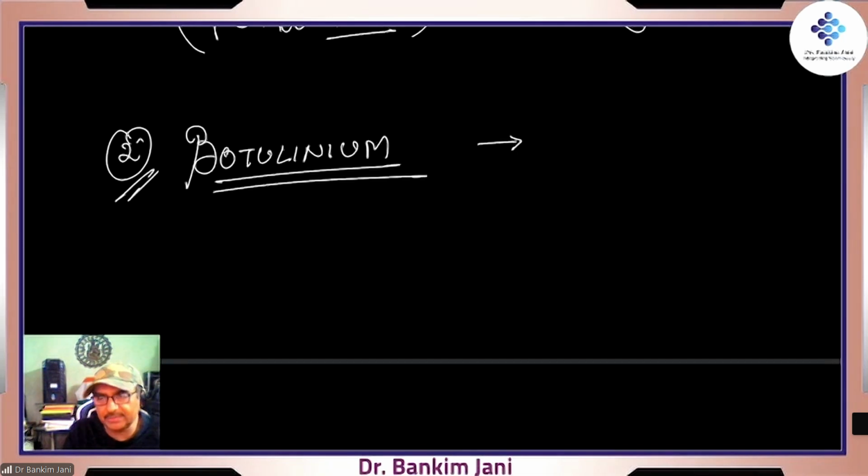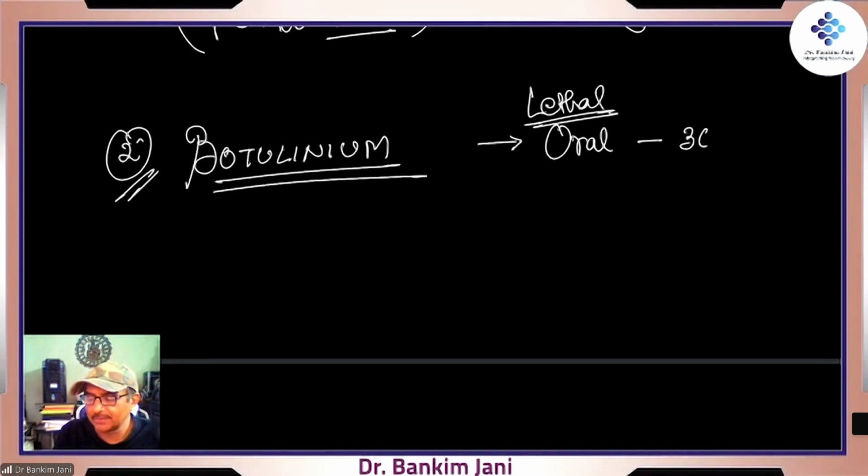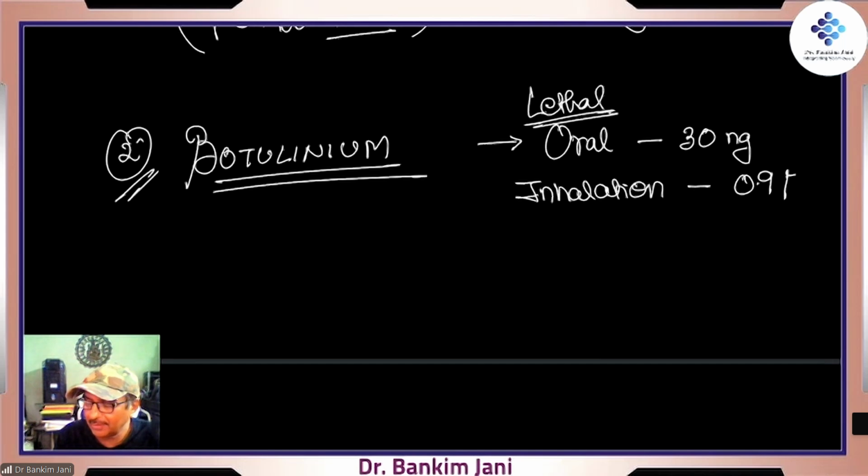But you know how much poison is needed to kill a person if it is given orally? The oral lethal dose that is sufficient to kill even a very powerful person is 30, not milligram, not milligram, nanogram. It is that less. Inhalation, if a person smells it, how much is needed? Just 0.9 microgram. This much is sufficient, and it has got no taste, no smell, nothing.